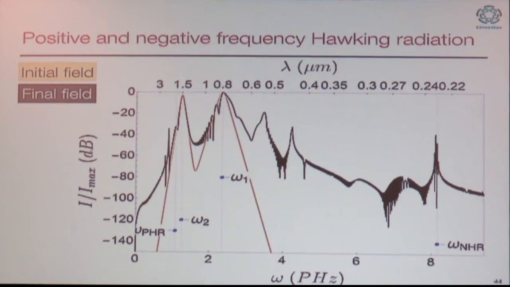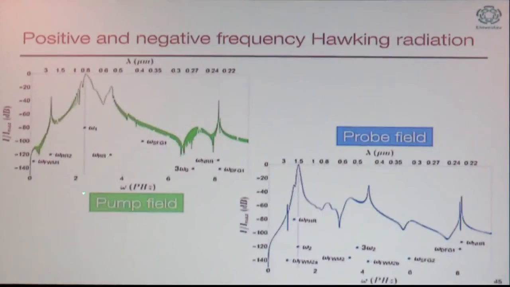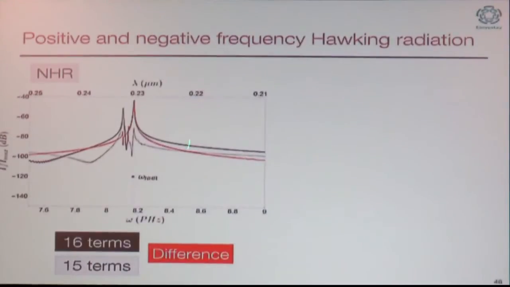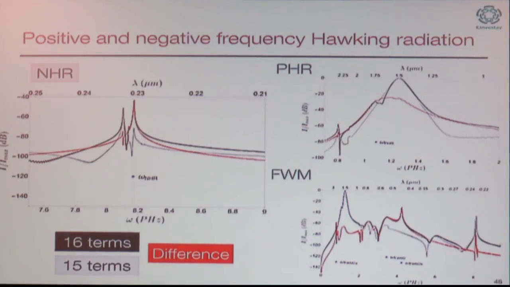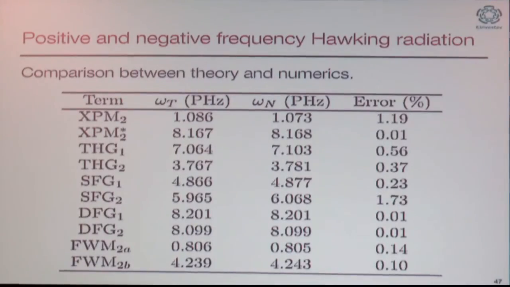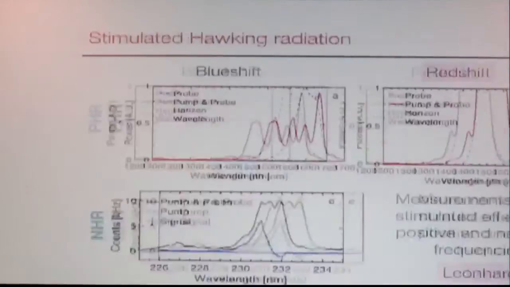Yeah. So this is the initial field, this is the probe signal, the pump signal, and we have some other things, let's say, after the numerics. All these other numerics are explained by the phase matching conditions that we obtain from all the terms. In particular, there is a negative resonant radiation that matches exactly where it is. This is the red signal, if you want. And we also have the same for the positive Hawking radiation and for the four-wave mixing. Right? And the errors are very small, but this was expected.